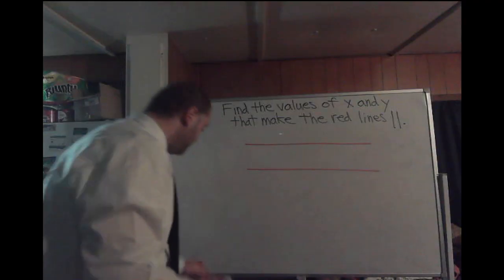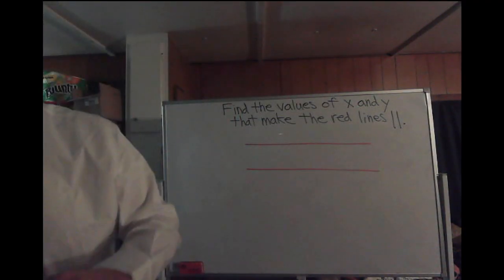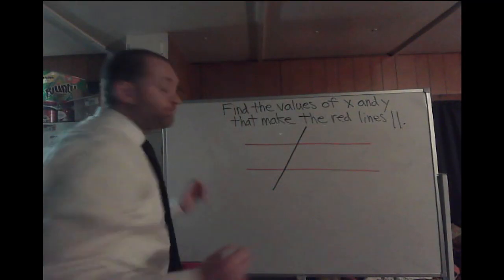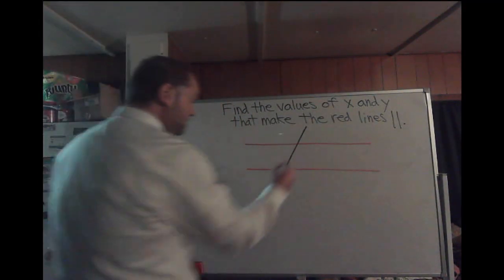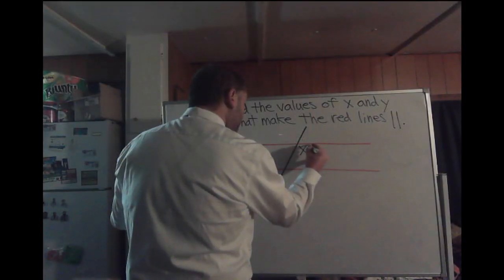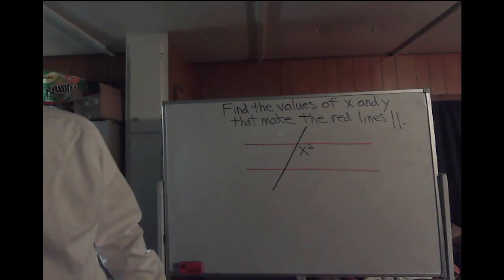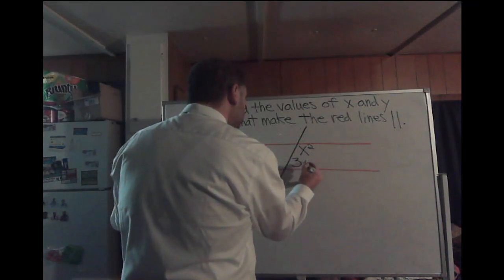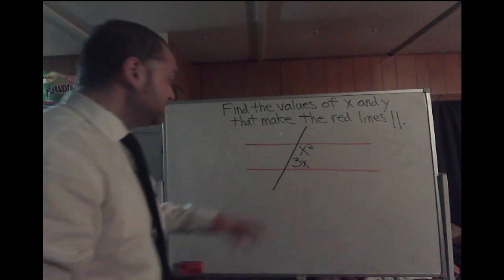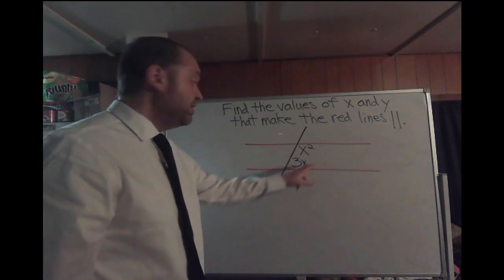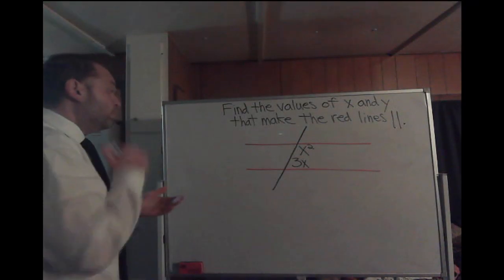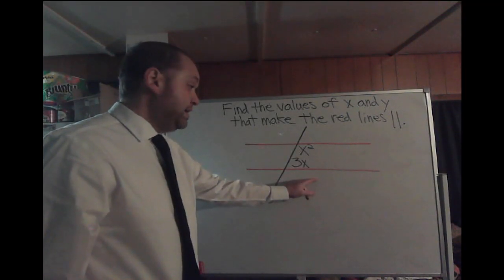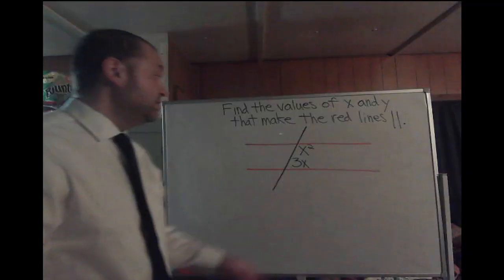So there's our two lines that are red. Here's our transversal. So this angle is equal to x squared. This one is just equal to 3x. No y's in this, but I'm going to leave this statement in there anyway. We only got to solve for x. We got to figure out the value for x that would make both of these red lines parallel.